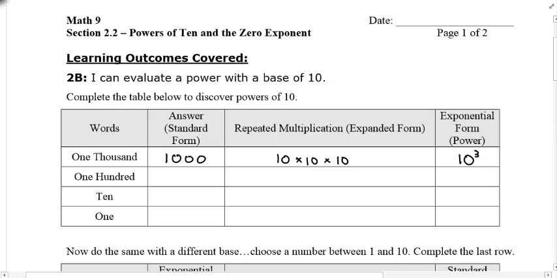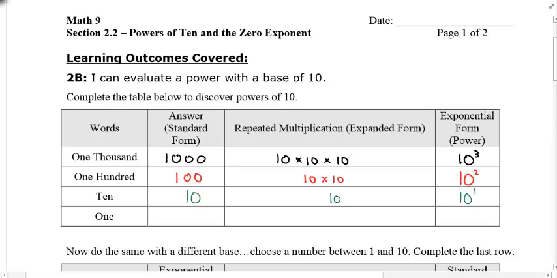Can you fill out the rest of this chart? 100. And how about 10? I guess that's just 10, right? There's only 1. And I guess that'd be 10 to the power of 1.